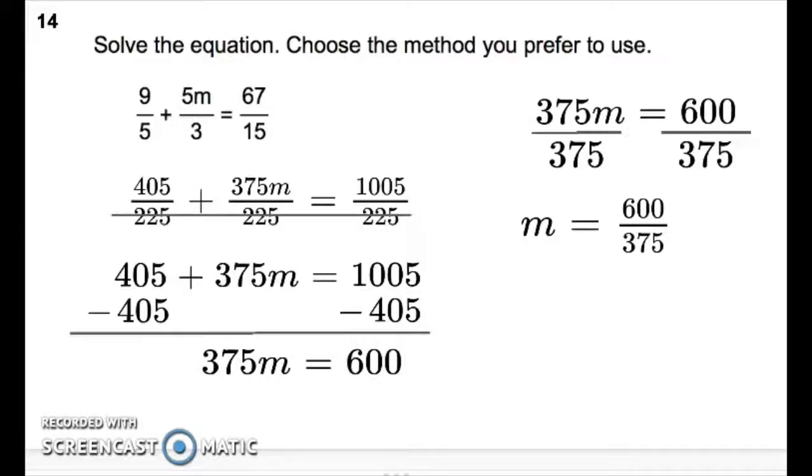Now that can be reduced. So we'll get 8 over 5 when we reduce it. We would reduce it by dividing top and bottom by 75. So the answer is 8 over 5.